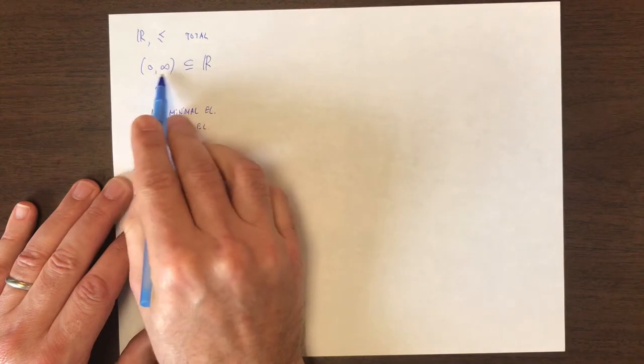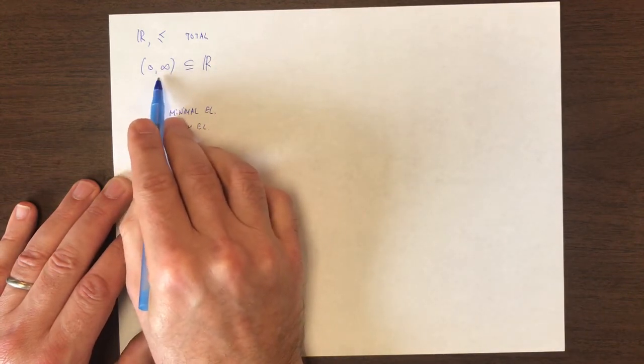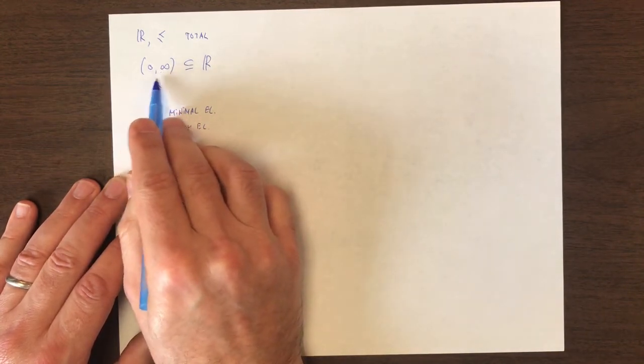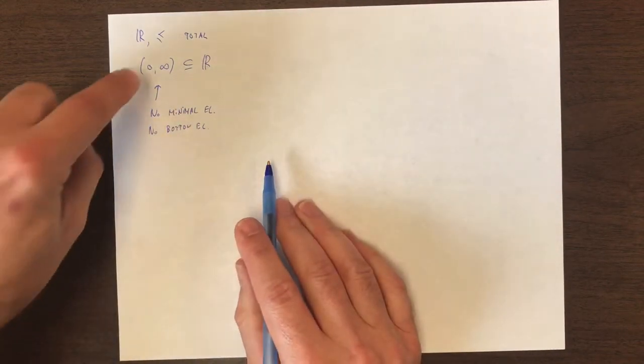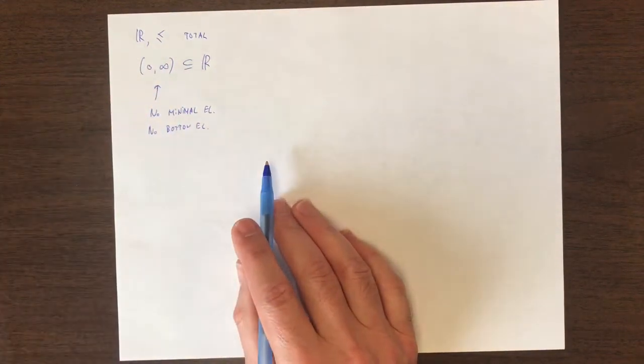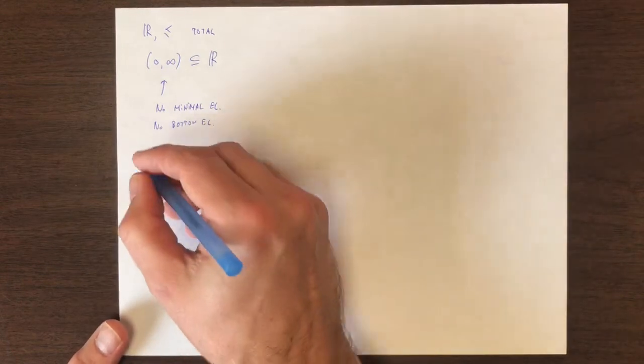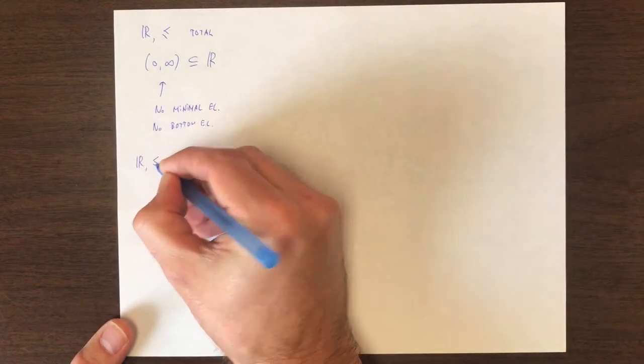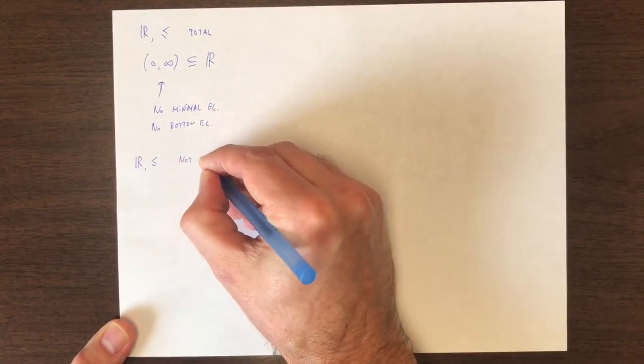Because no matter what element you pick here, it's still going to be a positive real number, and then there's a smaller positive real number in here. So none of the elements in this set is the minimum. So this example shows that even though this is a really good ordering, it's not well ordered.